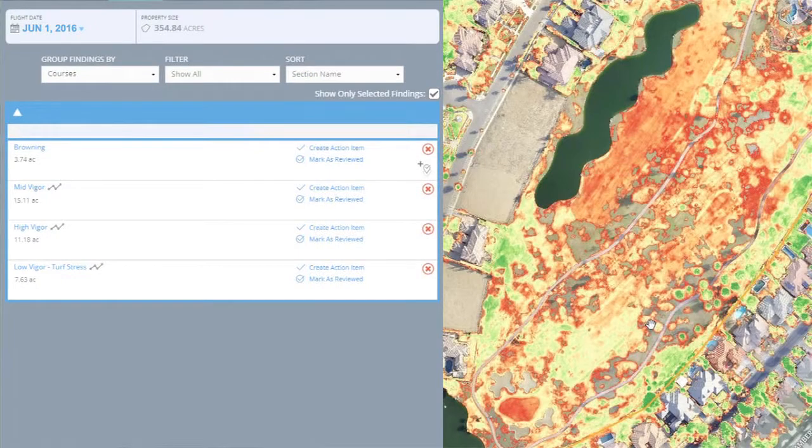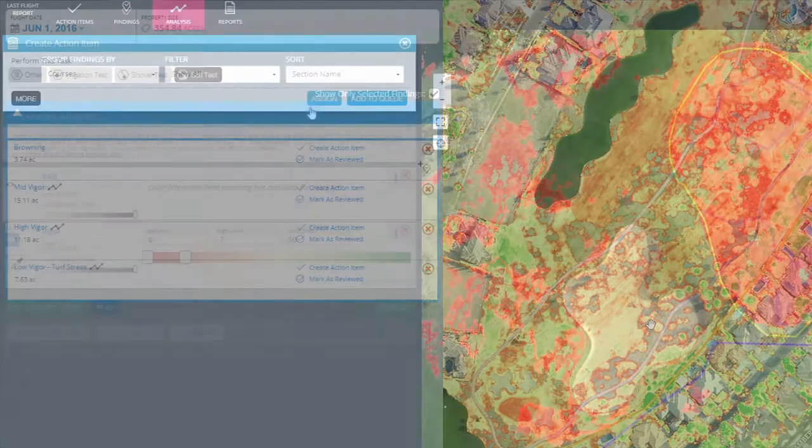For example, on hole 12, there were over 7 acres of turf at a low vigor level and almost 4 acres of browning turf, bringing the total area of stressed turf on hole 12 to approximately 11 acres. However, there were 15 acres of turf at mid-vigor and over 11 acres that were high vigor. These areas did not require urgent treatment.